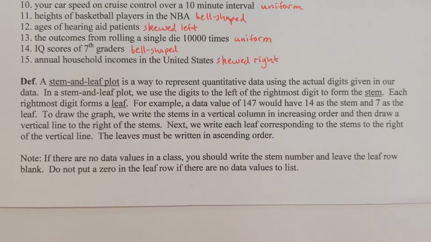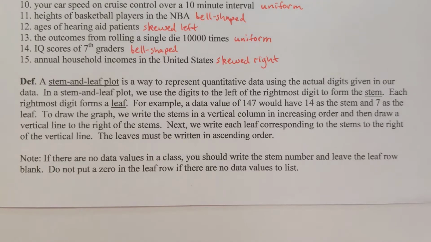Okay? For example, if the data value were 147, then we would have 14 as the stem and 7 as the leaf. To draw the graph, we write the stems in a vertical column in increasing order, and then draw a vertical line to the right of the stems. Next, write each leaf corresponding to the stems to the right of the vertical line, and the leaves must be written in ascending order, that is smallest to largest.